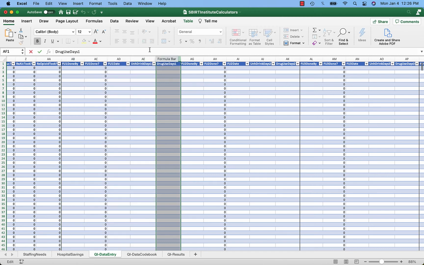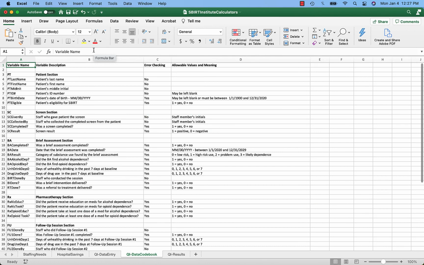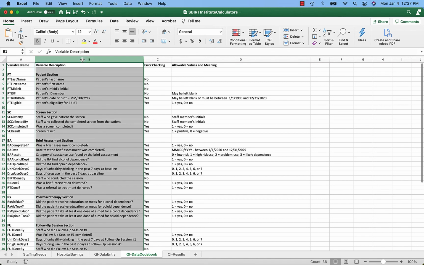So we've covered the QI data entry page. Now let's take a look at the QI data codebook page. This page is only for reference. There is no data entry for this page. This page just gives detailed information on each data field or variable in the data entry worksheet. In column A is the name of the field or variable from the data entry worksheet. Notice that the variables are separated into sections on patients, screens, brief assessments, pharmacotherapy, and follow-up sessions. Column B gives a description of the data for each variable.